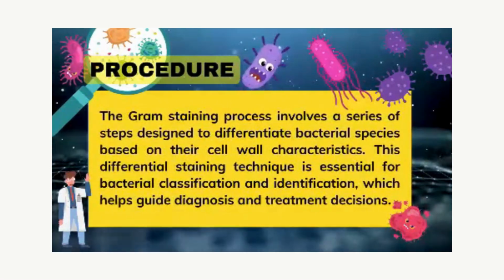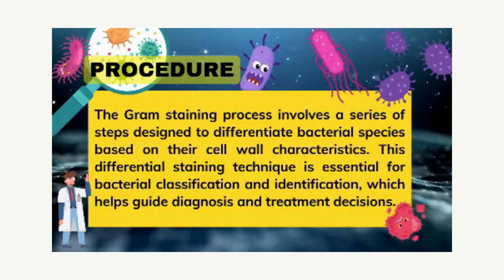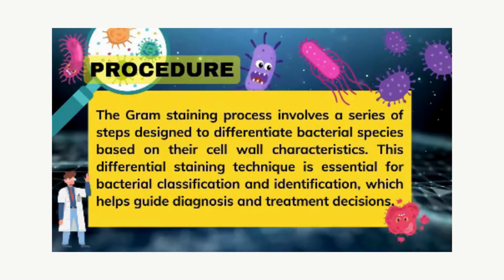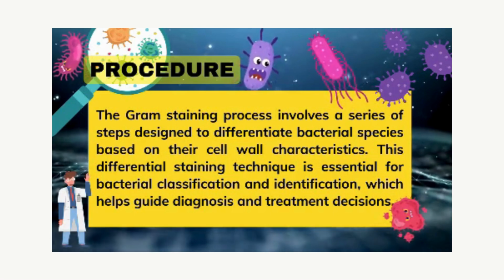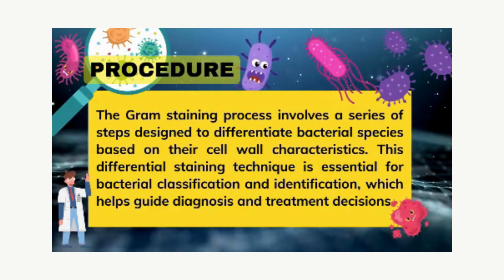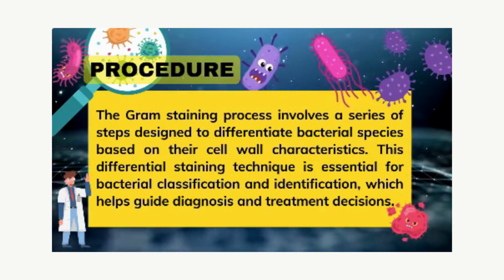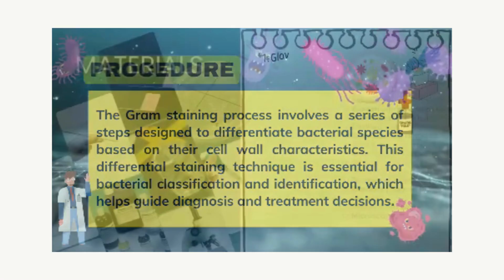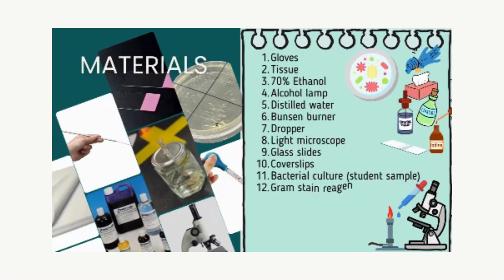The gram staining process involves a series of steps designed to differentiate bacteria species based on their cell wall characteristics. This differential staining technique is essential for bacteria classification and identification, which help guide diagnosis and treatment decisions. Before we begin the gram staining procedure, let's prepare all the required materials and equipment. Make sure everything is clean, ready, and organized before you begin.